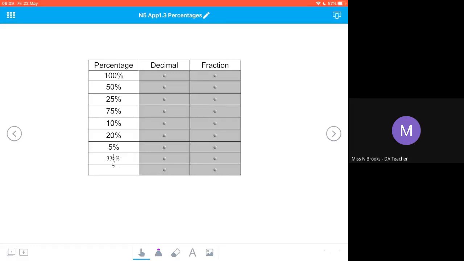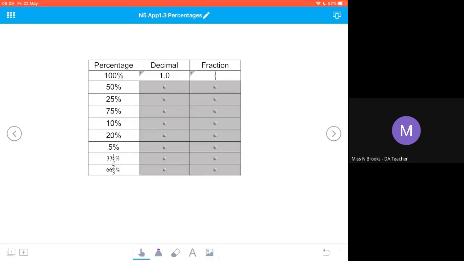So 100% is a fraction out of 100. If we simplify that 100 over 100, we're going to get a fraction of 1 over 1. Write that as a decimal. Our decimal is going to be 1.0 or 1.00 if we want to give it 2 decimal places.